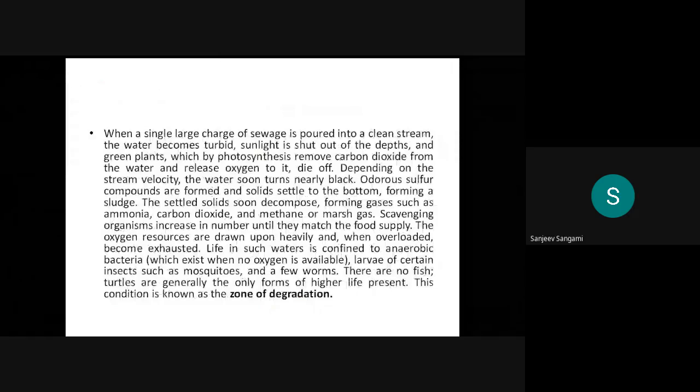Then, when a large scale of sewage is poured into a clean stream, assume that it is completely clean, the water becomes turbid. First, what exactly is going to happen inside the water, that we should know. The water becomes turbid, the sunlight is shut out of the depths, and the green plants, which by photosynthesis remove the carbon dioxide from the water and release oxygen to it, sometimes die off if the photosynthesis is not happening. Depending on the stream velocity, the water soon turns nearly black. That black we can call the critical DO.